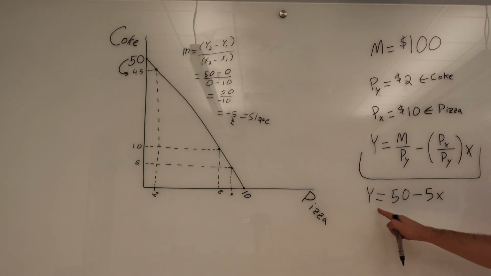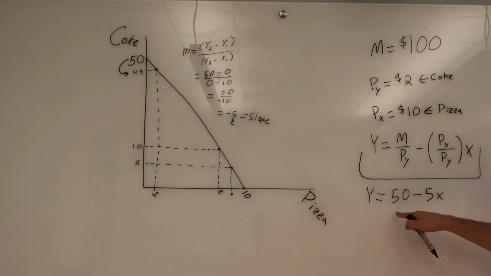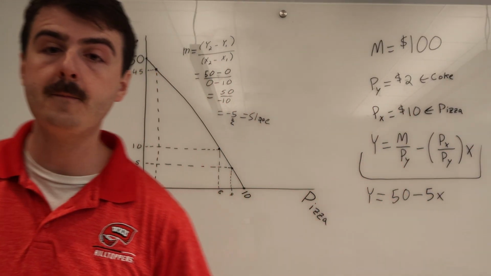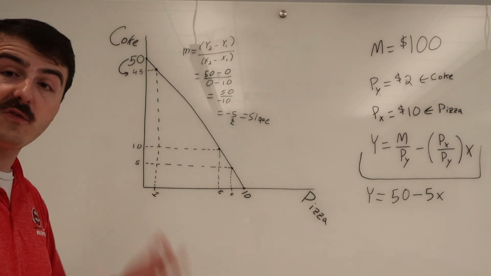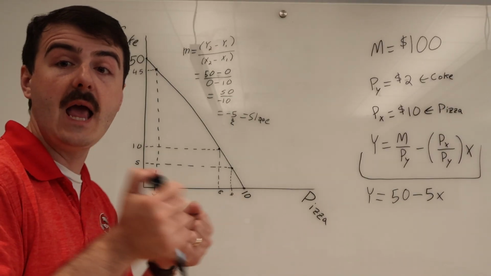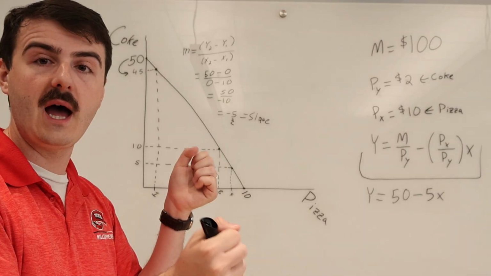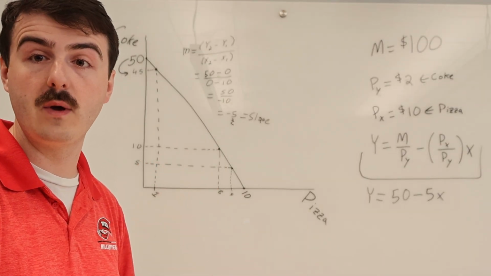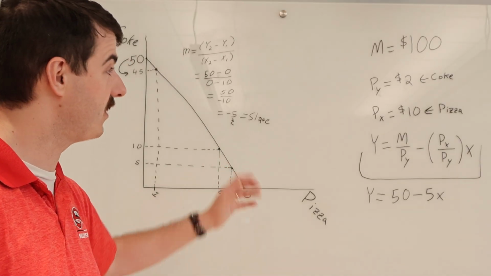Coke is equal to, or our 2 liters that we get to consume is equal to 50 minus 5 times the number of pizzas we consume. Yeah? You guys stoked? You guys get it? So what was the point of this model? It was to allow us to mathematically express a budget. We got 2 goods we want to buy. We've got an income. We've got an amount of money we're starting with. How much of this stuff can we buy? That's what this is going to help us do.